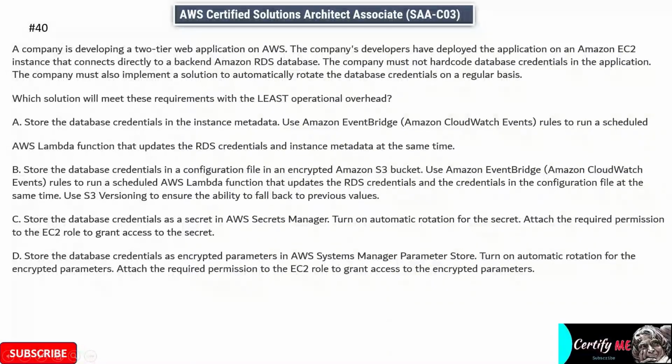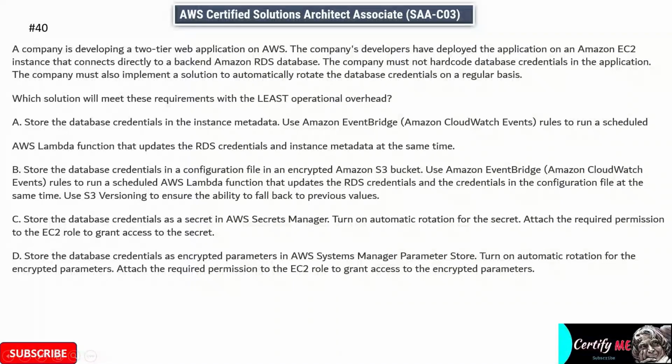The company must also implement a solution to automatically rotate the database credentials on a regular basis. Which solution will meet these requirements with the least operational overhead? Option A: store the database credentials in the instance metadata. Use Amazon EventBridge rules to run a scheduled AWS Lambda function that updates the RDS credentials and instance metadata at the same time. Option B: store the database credentials in a configuration file in an encrypted Amazon S3 bucket.